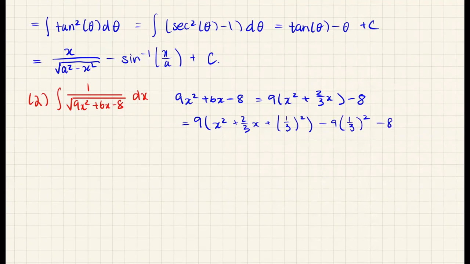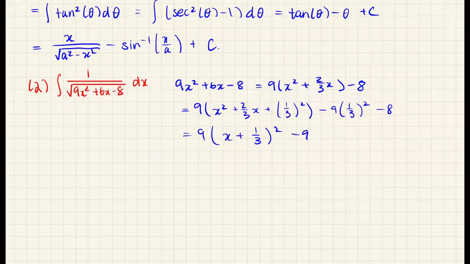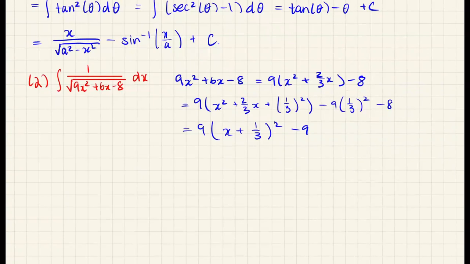So this actually turns out to be equal to 9 times the inner part, which is going to be a perfect square trinomial. So this is equal to x plus 1 over 3 squared. And then the constant on the outside is just going to be negative 9. So we have this term. So let's go ahead and put that in. So this integral here, we have the integral of 1 divided by the square root of 9 times (x plus 1/3) squared minus 9.